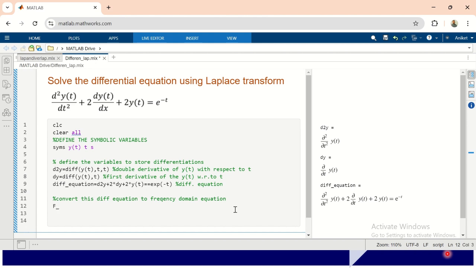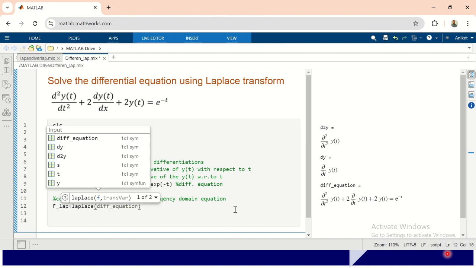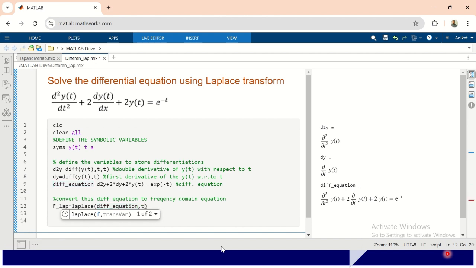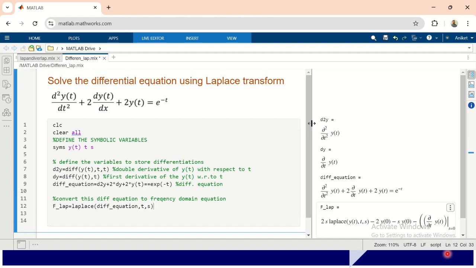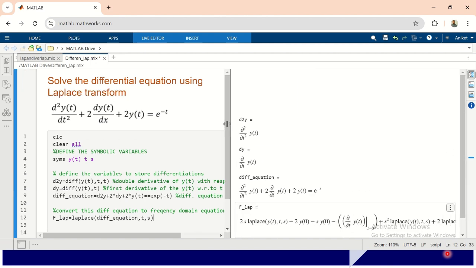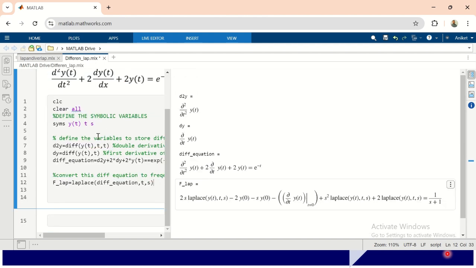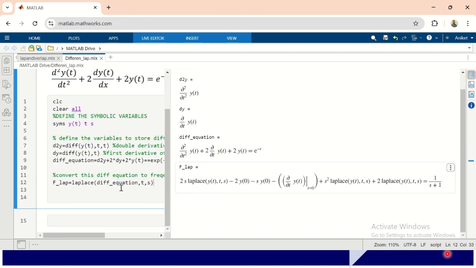So I'll write this as a function Laplace is equal to Laplace, then we have to use this differential equation, comma t, comma s. If I run this, you got this. So if we convert this differential equation to the Laplace domain, you got this thing.